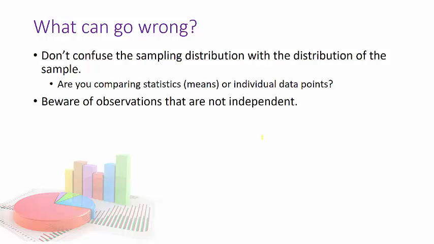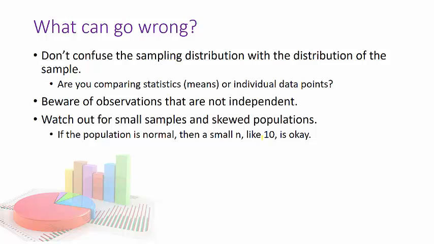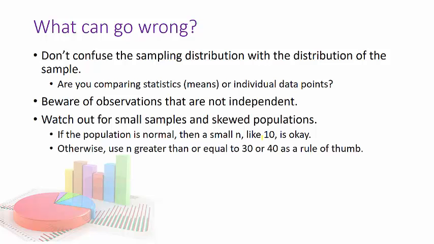Beware of observations that are not independent. We should always be careful with that. Remember, with the speeders, sometimes you could say, hey, when you got a pack running fast, some of us tend to join in. All right. Watch out for small samples and skewed populations. If the population is normal, then a small n like 10 is okay, right? We saw that actually in the coin flipping. But otherwise, use n greater than or equal to 30 or 40 as a rule of thumb. And again, you just say, well, it looks large enough.